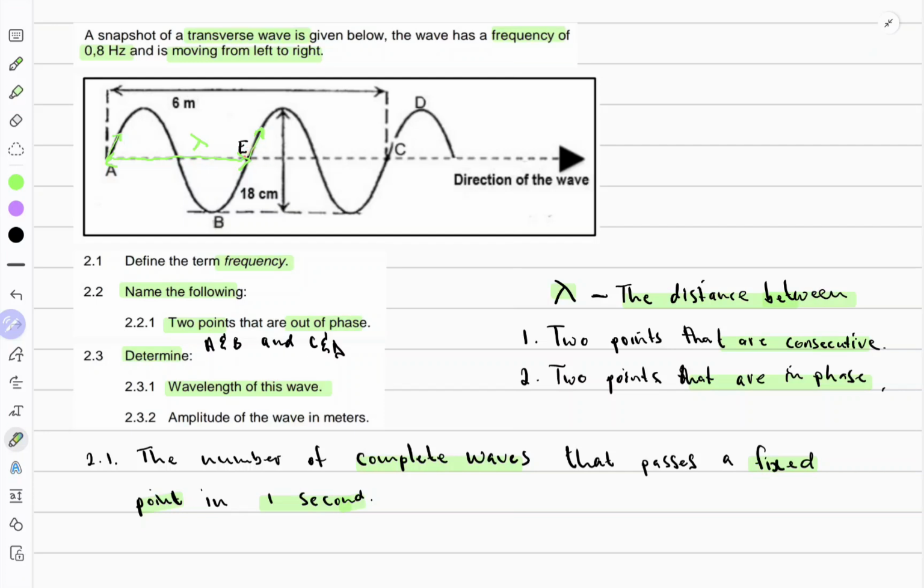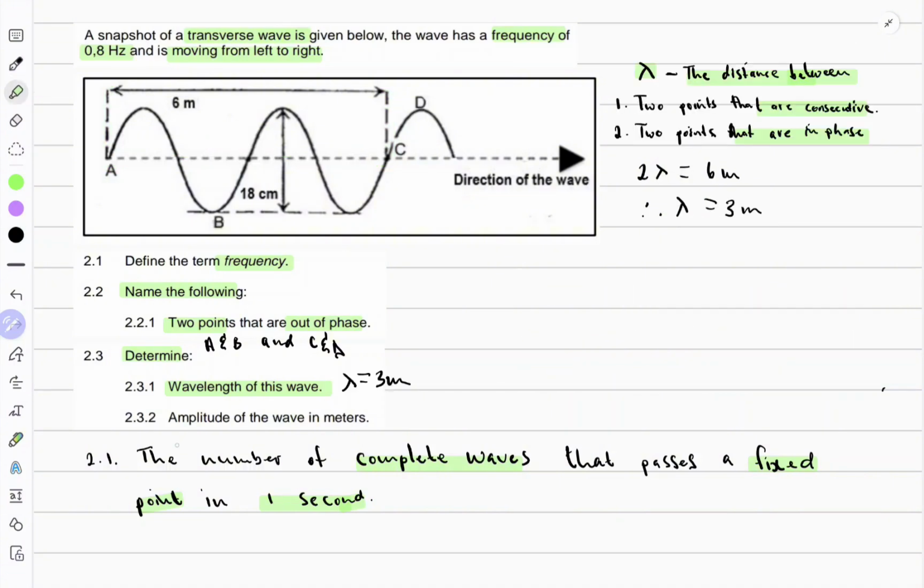And if you analyze further, you can see here's another full cycle. So this here is another full wavelength, lambda. And you can see there's boundaries here also. The 6 meters lies between 2 wavelengths. So you can say 2 lambda is equals to 6 meters. Therefore, lambda should be equals to 3 meters.